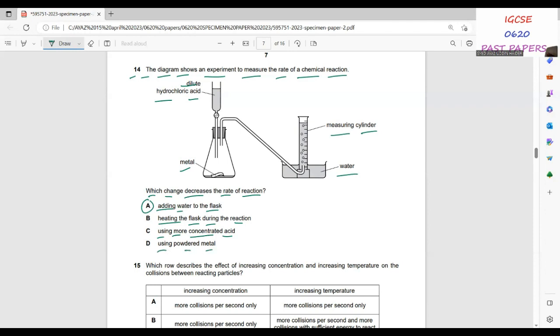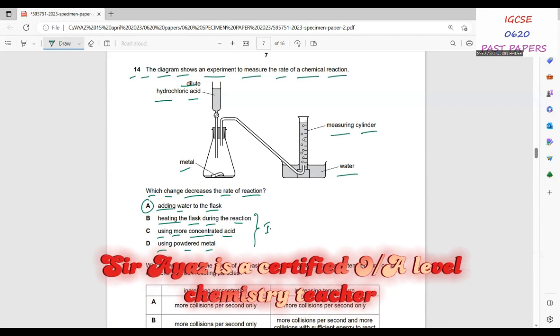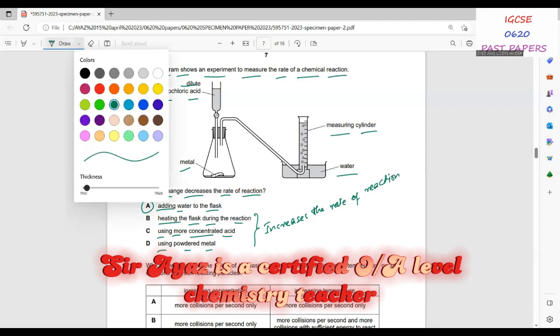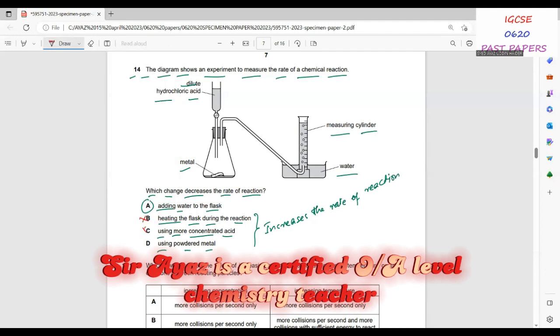Using powdered metal, if you take the powder form of the metal, this will increase the surface area of the reacting metal. So this will also increase the rate of reaction. These all three increase the rate of reaction. So only one choice is right and the other choices are incorrect.